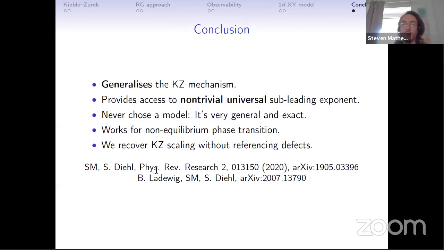In particular, it works, for example, for non-equilibrium phase transitions. Finally, I'd like to emphasize that this Kibble-Zurek scaling that we get from the RG never references defects or domain walls and all the usual Kibble-Zurek phenomenology. That's one of the reasons why we looked at this Ising model, to check what the phenomenology is here. What happens is that when you break adiabaticity, you create excitations, and from there you get a scale. So Kibble-Zurek scaling is actually more general than we thought it was. And with this, I thank you for your attention and welcome your questions.